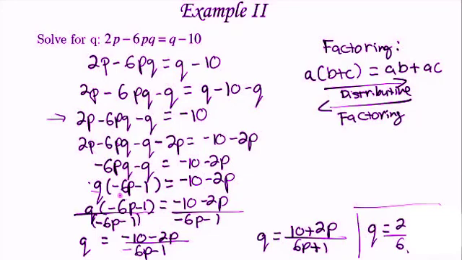Now that I was down this far, all I had to do to isolate the q is divide both sides by negative 6p minus 1, which left me with q equals minus 10 minus 2p over minus 6p minus 1. Putting that in a slightly different form, 10 plus 2p over 6p plus 1, and then switching the order of these two terms so it's more of a standard form gives me my final answer.